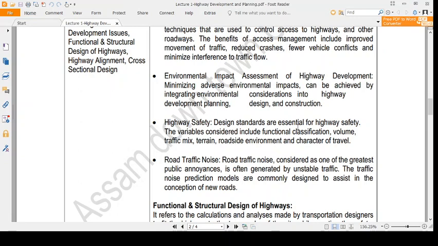The next point is road traffic noise. Road traffic noise, considered one of the greatest public annoyances, is often generated by unstable traffic. If the traffic is unstable or haphazard, traffic noise would be there. Traffic noise prediction models are commonly designed to assist in the conception of new routes.